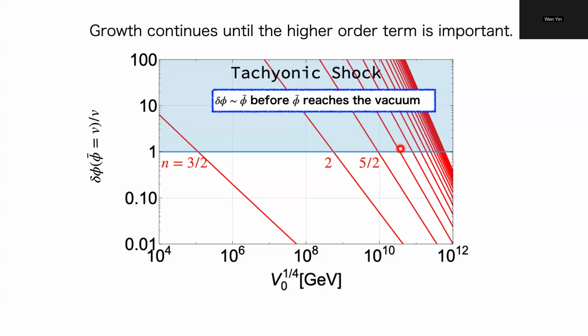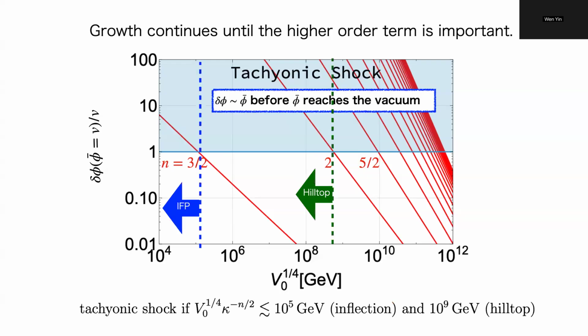On the other hand, when we consider hilltop inflation, or n equals 2, then the condition is relaxed. This is 10 to the 9 GeV. Or if we consider much larger n, then we can relax it even more. So what is happening is like that. The lower the inflation scale, the faster we need to change the potential from the slow roll to the end of inflation. This implies that the potential changes a lot. Then the fluctuation can be enhanced a lot, and we can easily reach nonlinearity.